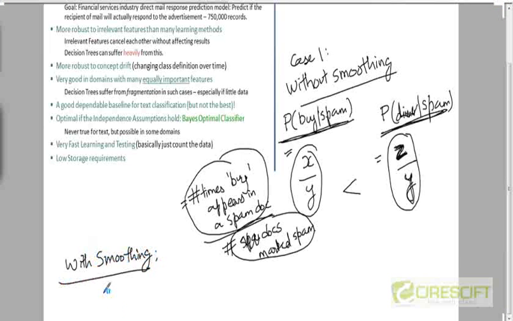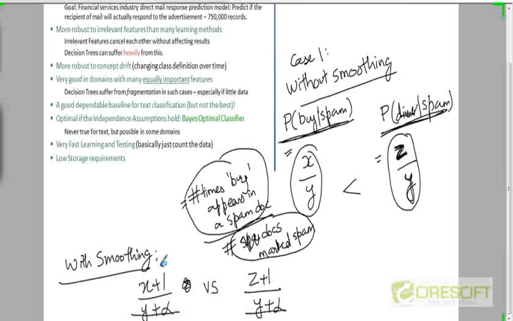Then what happens if we do smoothing? If we do smoothing, this will be x plus 1 divided by y plus some alpha, right? Where alpha could be 1, it could be more than 1, let's not worry about that. And we want to compare this with z plus 1 divided by y plus alpha, right? Now again, the denominators are the same. If you look at the numerator, this is x plus 1 and this is z plus 1. So if x is less than z, then x plus 1 will continue to be less than z plus 1. So that means smoothing is not going to change anything.